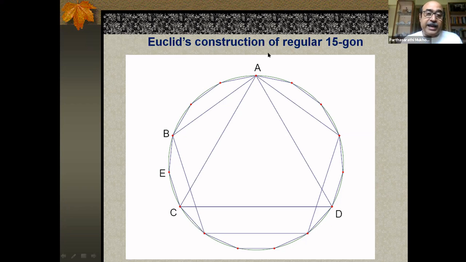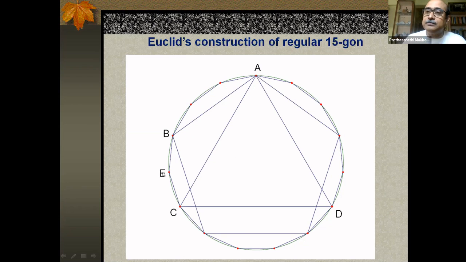Arc AC, that's obvious. Arc AC is one third of the whole circle, and arc AB is one fifth. Right? So what is the difference? The difference BC, its length as an arc of the circle, should be exactly one third minus one fifth. And that is 2/15.